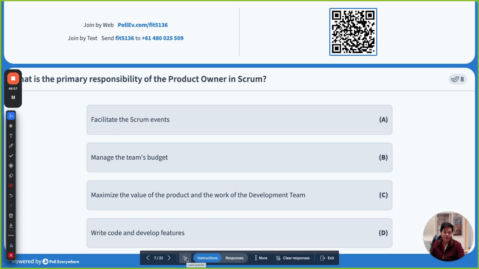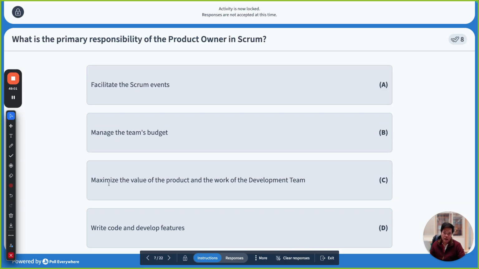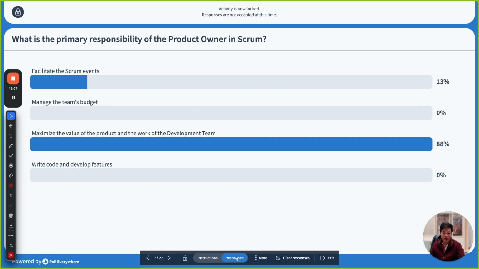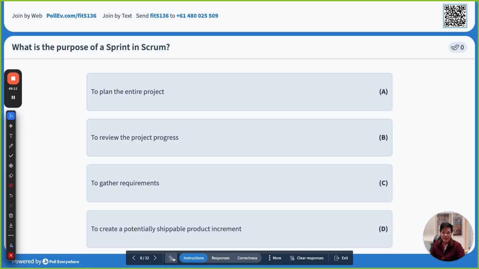Okay. So I think the right response should be to maximize the value of the product and the work of the development team. Let's see if everyone got it correctly. Beautiful. Nearly there. 88%. Okay. Well done. Okay. What is the purpose of the Scrum? Oh no, sorry. What is the purpose of the sprint in Scrum? What is that? What is that purpose?